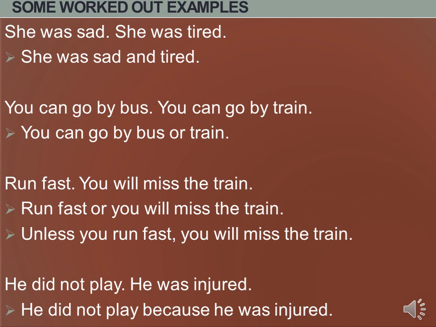Let us see some worked out examples here. She was sad, she was tired. See, in these two sentences, the subject of the sentence is she, the same person. The same person is sad and the same person is tired. So it's similar, right? So we have used the conjunction and. She was sad and tired. Now, in the second sentence, you can see that a choice is offered. Either you can go by bus or by train. So you can write the sentence as: you can go by bus or train.